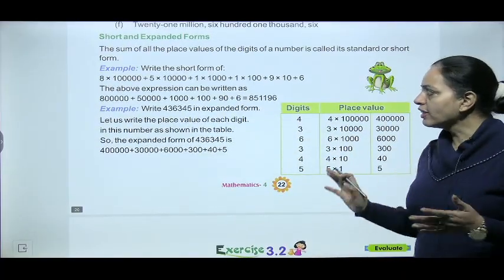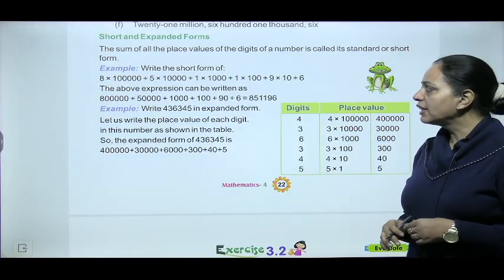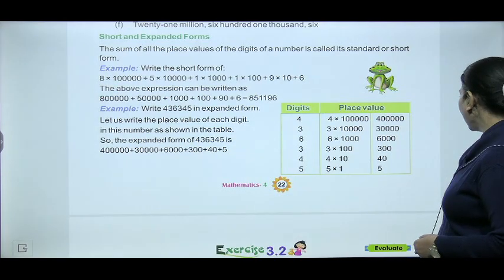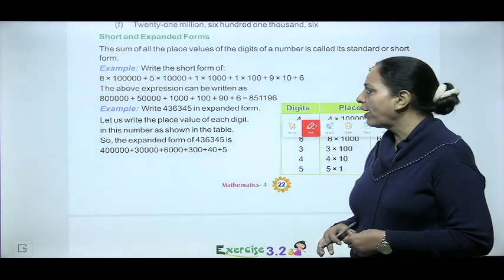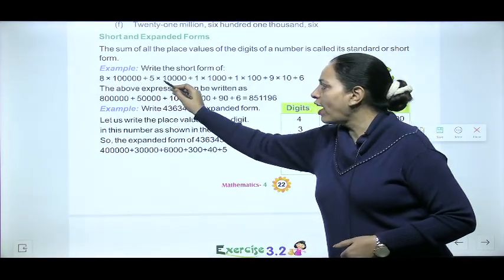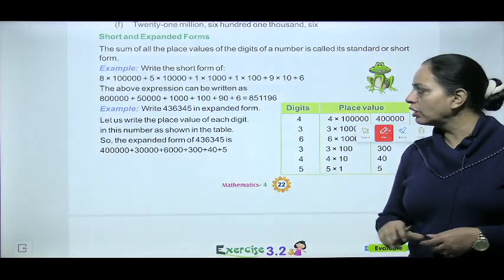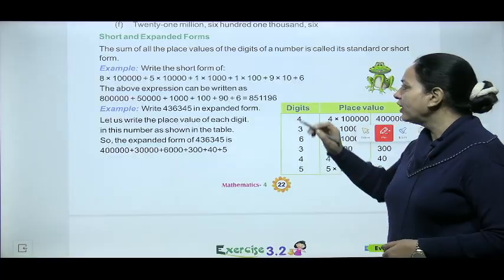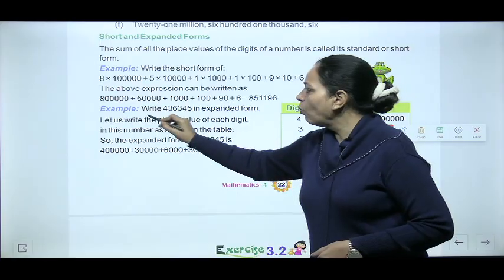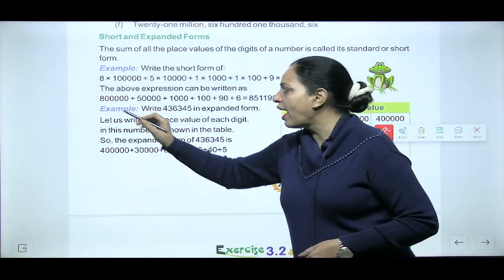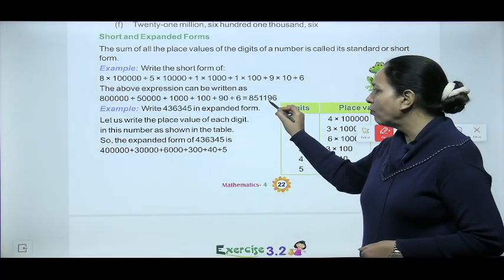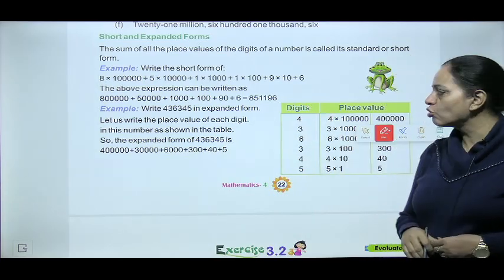Now come to next, short and expanded forms. The sum of all the place values of the digits of a number is called its standard or short form. See example, write the short form of this number. This is 8 into this number plus 5 into 10,000 plus 1 into 1,000 plus 1 into 100 plus 9 into 10 plus 6. So how we can write it? We can write it like this. So ones, tens, 100, 1,000, 10,000, lakh. So 8 is at lakh. So 851,196. This is the short form.